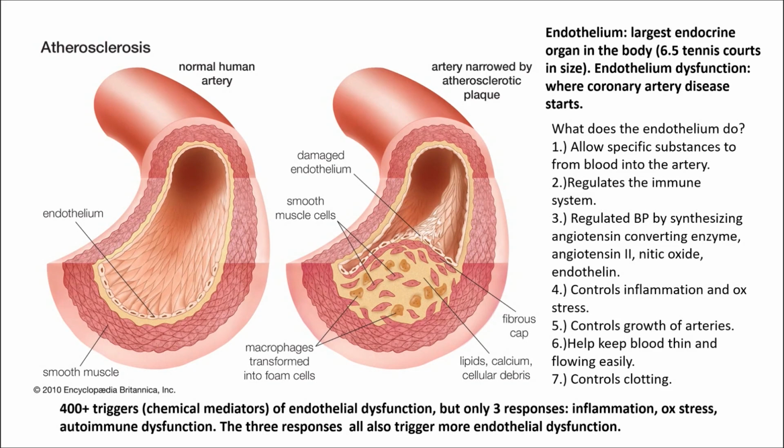One, it allows substances to flow from the blood into the artery, and then it regulates the immune system. It regulates the blood pressure by synthesizing angiotensin converting enzyme and angiotensin 2. It synthesizes nitric oxide and endothelium. So this is how it regulates the blood pressure. It controls inflammation and oxidative stress, and it controls the growth of arteries. And it helps to keep blood thin and flowing easily, so you're not clotting.